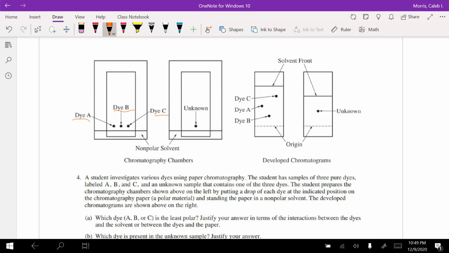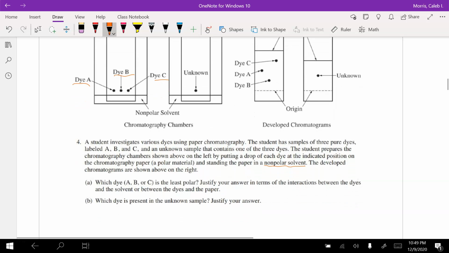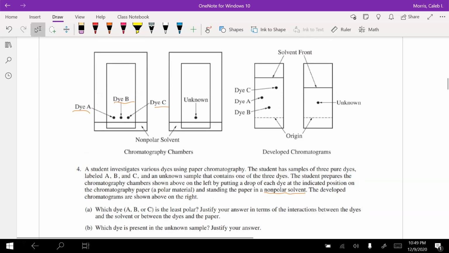The student prepares the chromatography chambers shown above. On the left, putting a drop of each dye at the indicated position on the chromatography paper, a polar material, and standing the paper in a nonpolar solvent. So we've got a nonpolar mobile phase again. The developed chromatographs are shown above on the right. So which dye is the least polar? That's what we want to start with. Which one's the least polar? That's going to be the one that went the farthest, since our solvent is nonpolar.